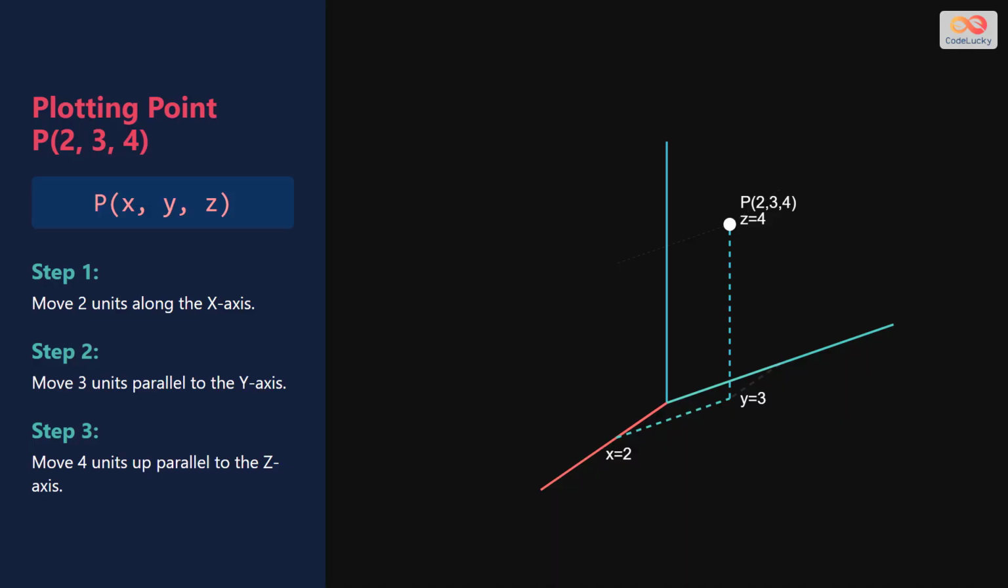Let's practice locating a point in 3D space, say, the point 2, 3, 4. First, we start at the origin and move 2 units along the x-axis. From there, we move 3 units parallel to the y-axis. Finally, we go up 4 units parallel to the z-axis. This final spot is the point P.